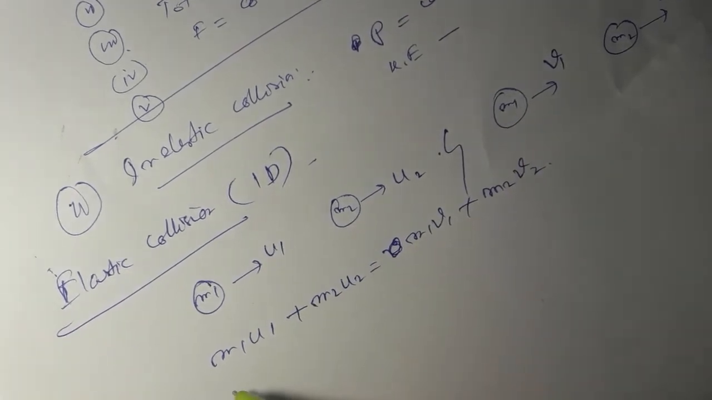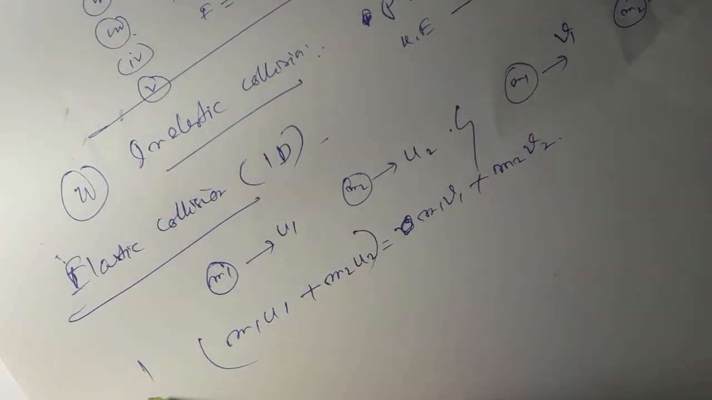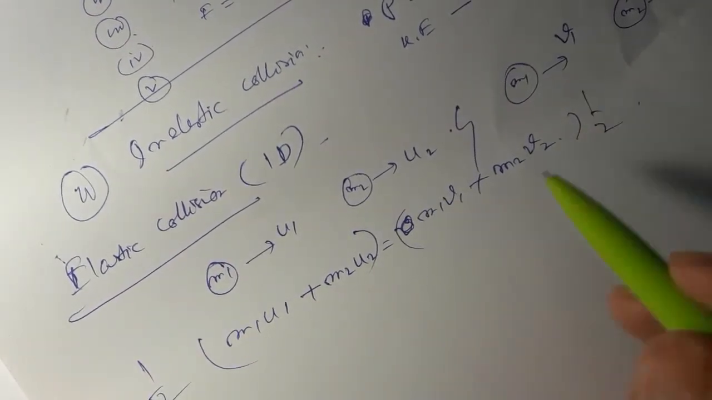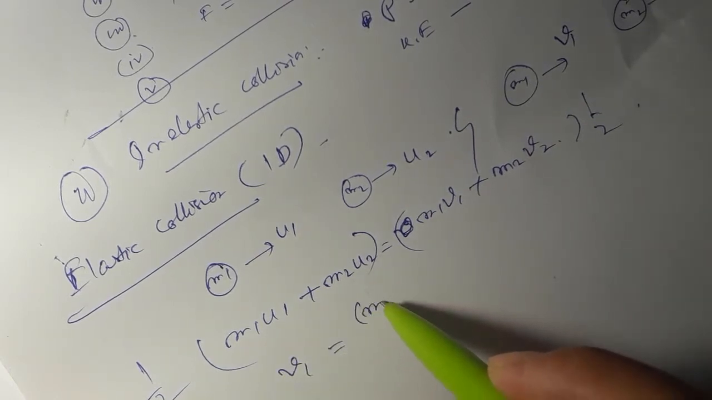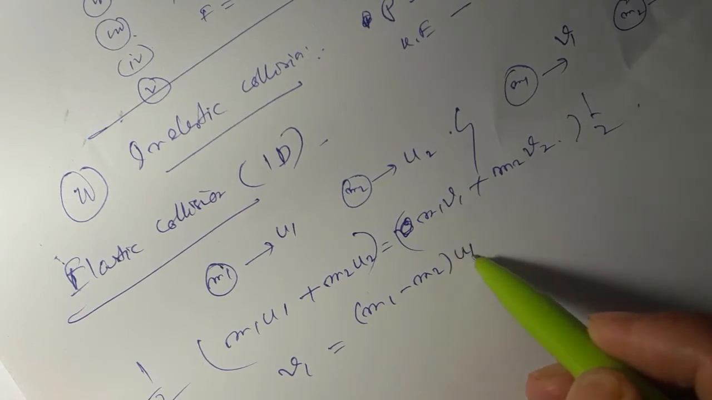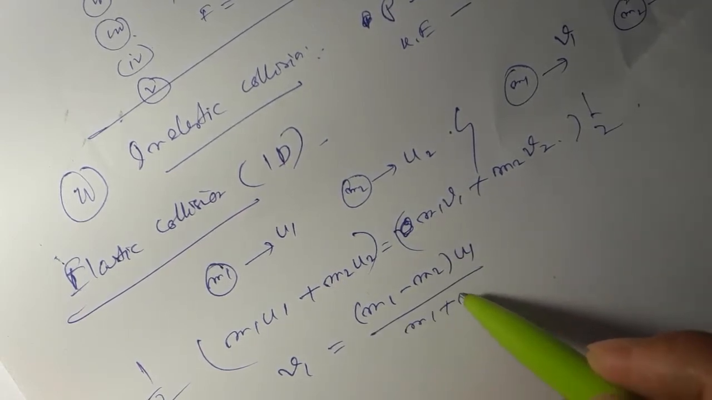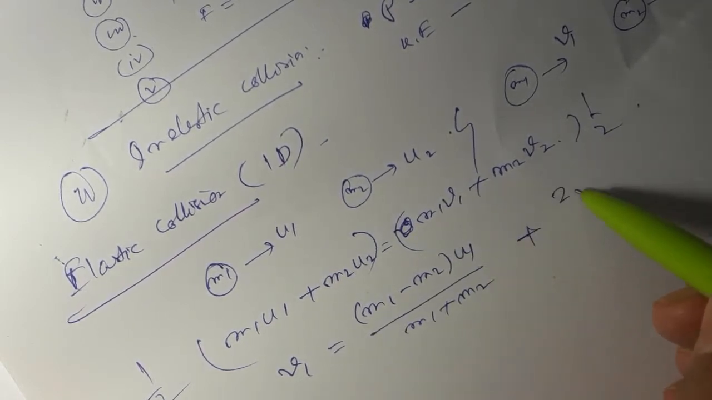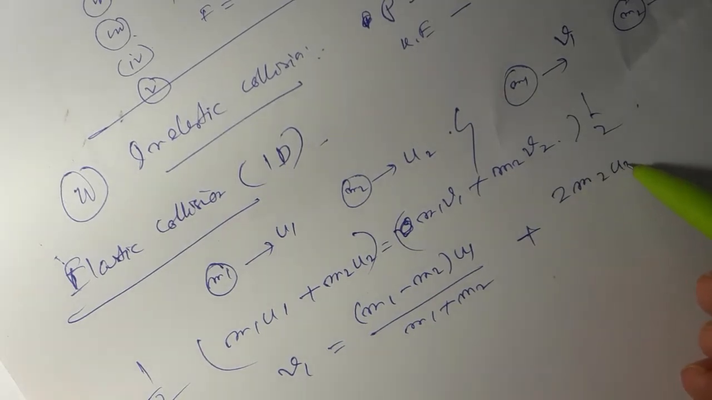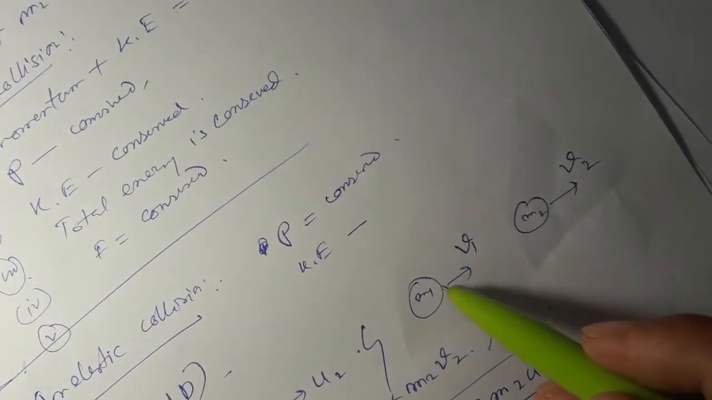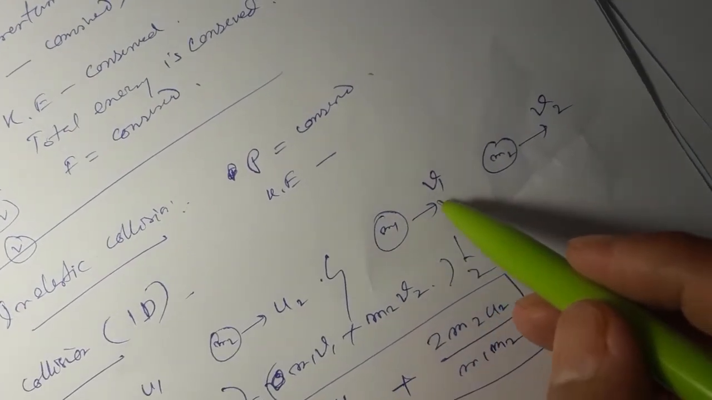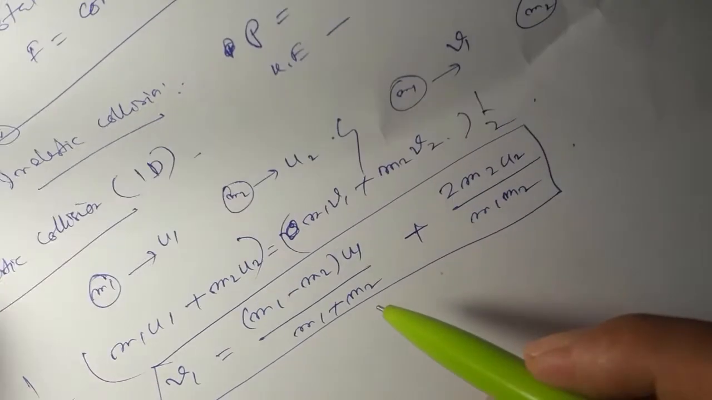Alright, so on factorization, you will get this formula: v1 is equal to (m1 minus m2) u1 divided by (m1 plus m2) plus 2 m2 u2 divided by (m1 plus m2). This is the velocity after collision for the first body. This v1 will be given by this equation.